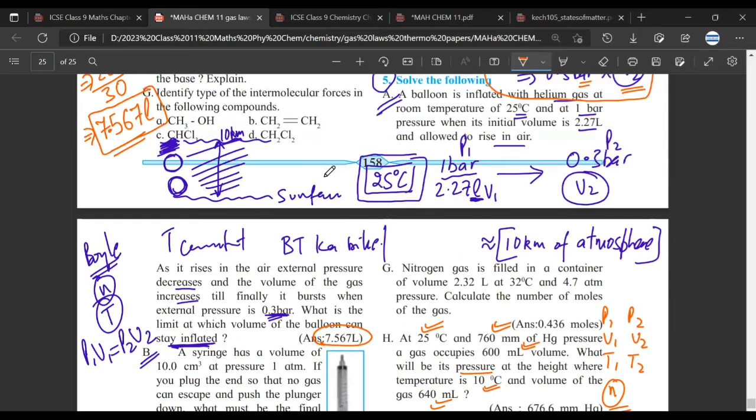But if the question can't be done otherwise, for example in this case, they haven't talked anything about the temperature in the second state. So that is why we just assumed that the temperature was constant. Any doubt?